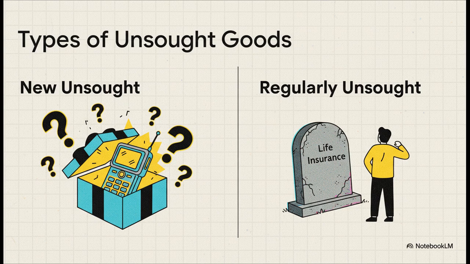First, you've got new unsought goods. Think about brand new tech that nobody knows about yet. And then there are regularly unsought goods. We know they exist, but yeah, we're just not excited to buy them, like gravestones or encyclopedias.